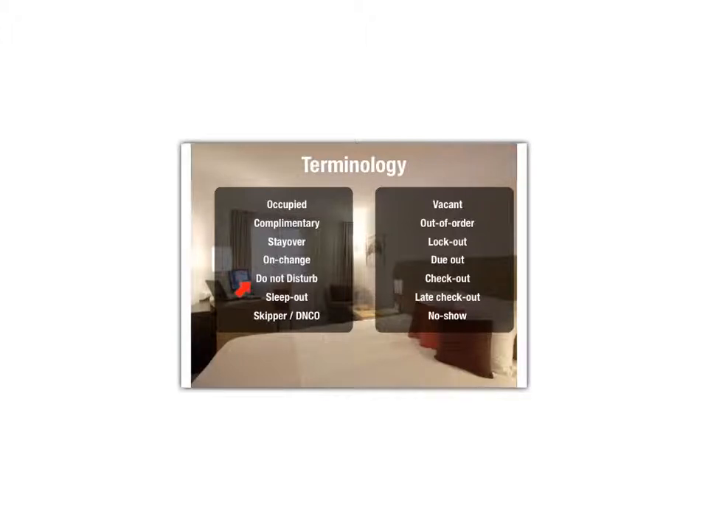Do not disturb, DND. This is when the guest has chosen to put a sign on his door saying that he wishes not to be disturbed. Nowadays, they could even put do not disturb on their telephones and all electronic ways, so they really don't need to be disturbed, either by the operator or by a housekeeping person knocking at the door.